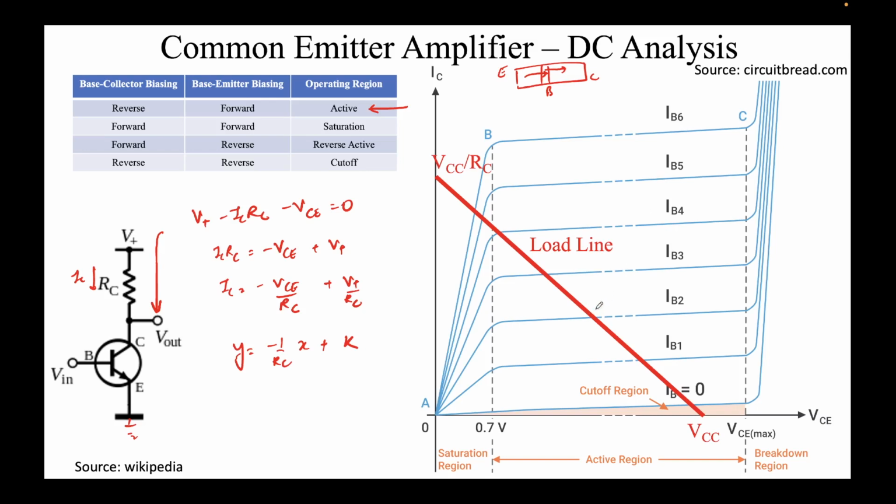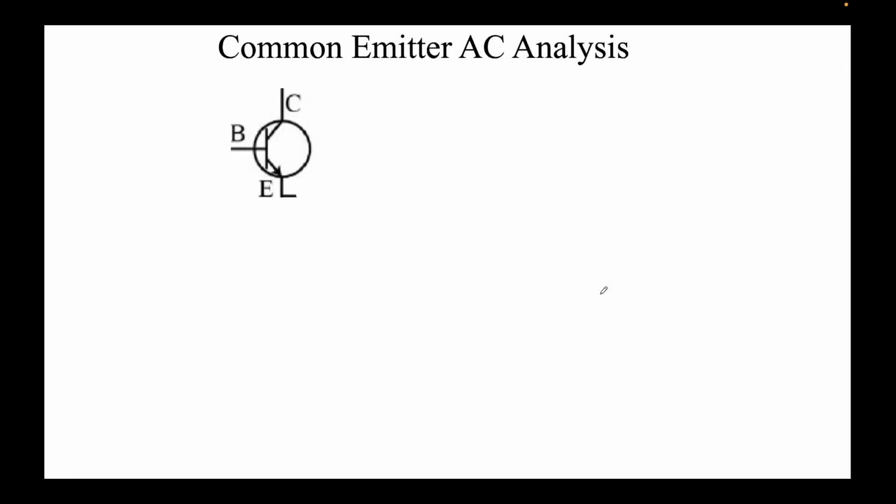Let's say I want to bias it in such a manner that I want to be here. Usually we want to be close to the center, so that the swing can be large. If the bias point is taken over here on this side, you cannot amplify the voltage, because it will go into the saturation region over here. We want to be near the middle for good voltage swing. By the way, the intersection of the load line and one of these curves gives us the quiescent point, also known as the Q point or the bias point. There are different names for that. So that was the DC analysis.